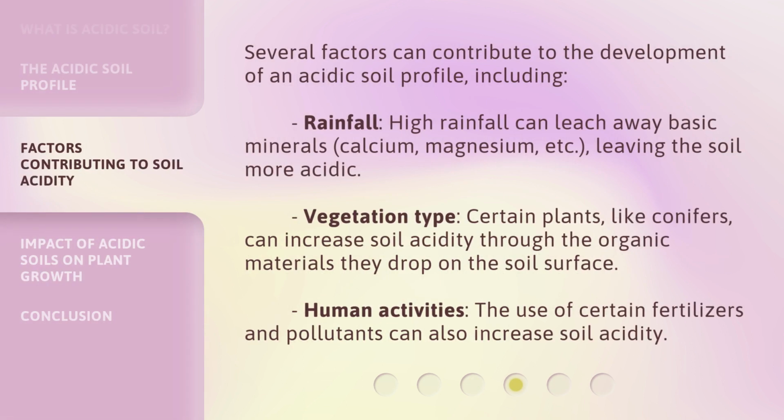Several factors can contribute to the development of an acidic soil profile, including rainfall. High rainfall can leach away basic minerals, calcium, magnesium, etc., leaving the soil more acidic. Vegetation type. Certain plants, like conifers, can increase soil acidity through the organic materials they drop on the soil surface. Human activities. The use of certain fertilizers and pollutants can also increase soil acidity.